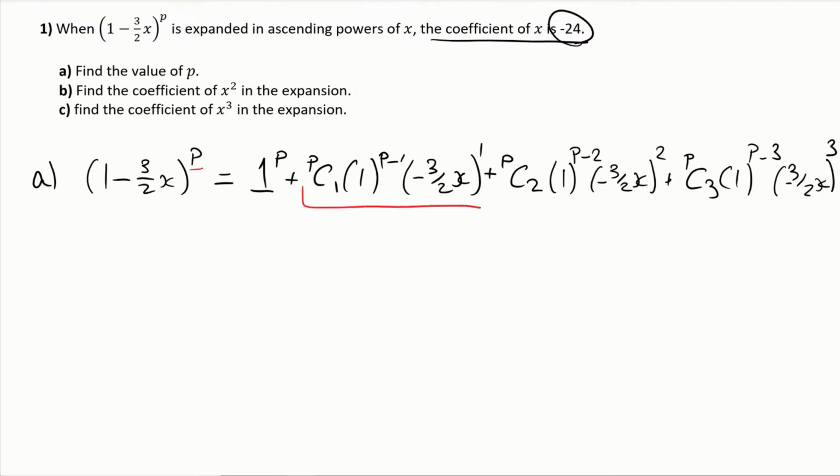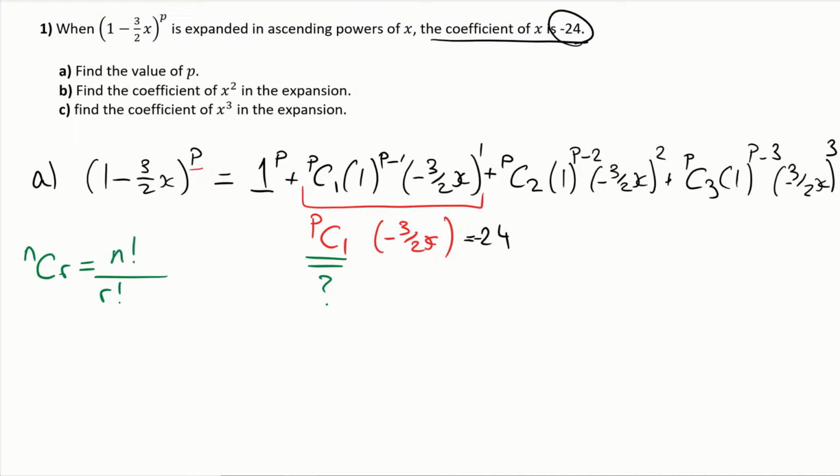So we can simplify that second term, pC1 multiplied by minus 3 over 2x, and that would equal minus 24. Now hang on a second, what is pC1? We can't now put that into the calculator. It won't work. We can't get an answer. So let's remind ourselves back to the beginning where we went through the formula: nCr is equal to n factorial over r factorial multiplied by (n minus r) factorial.